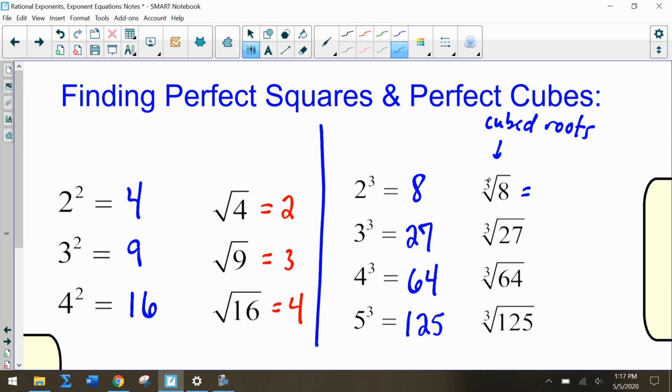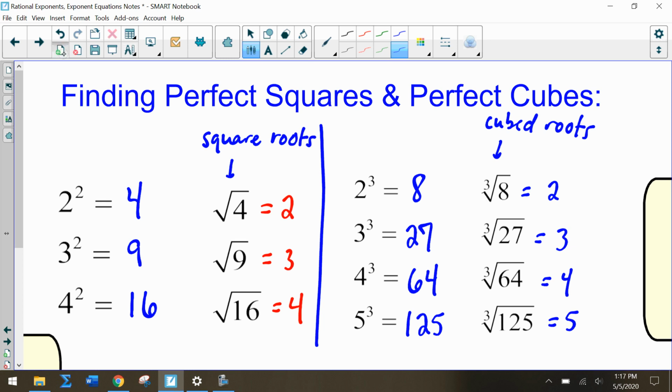And we could say, all right, well, the cubed root of 8. What multiplied by itself 3 times gives us 8? And that's 2. The cubed root of 27. What multiplied by itself 3 times gets us 27? 3. And we could do this for the next 2. Okay? So here we have square roots, and we have cubed roots on the right.